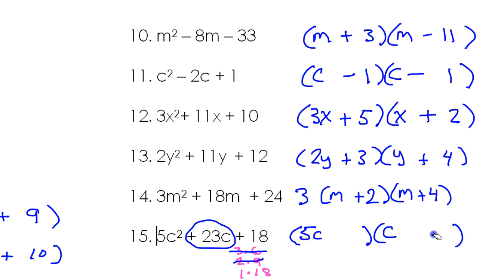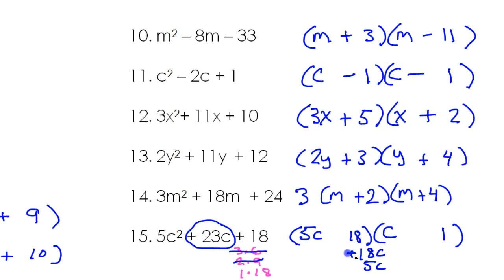So that brings me to the last option. Okay, 1 times 18. Now I know if I put 18 out here, I'm going to have outer, like 5 times 18 is a huge number. So I'm not going to try that. I know that's not going to work. But I'll try 18 times 1 like this. Trying to get 23. Inner is 18c. Outer is 5c.